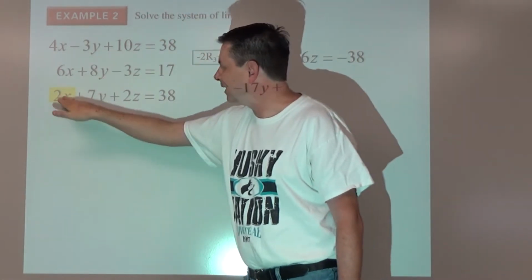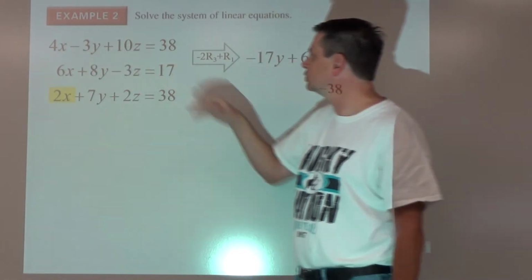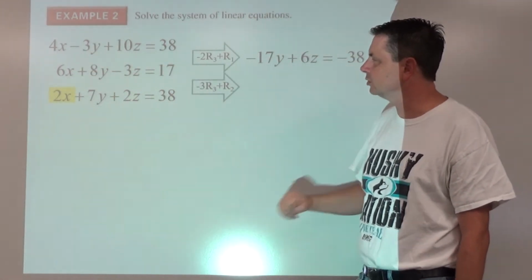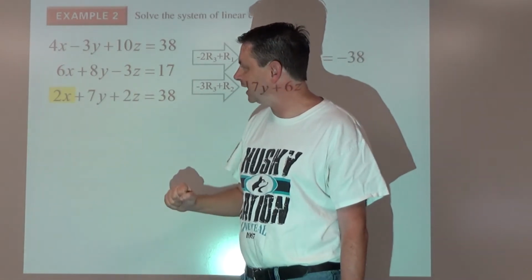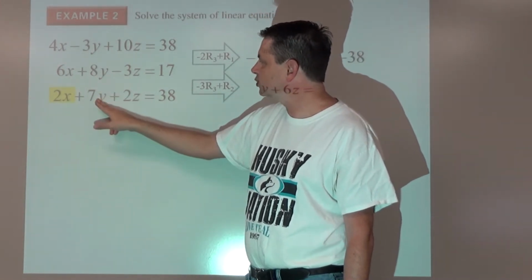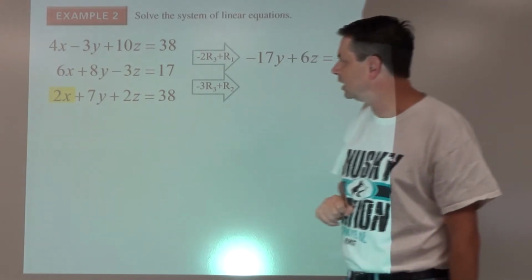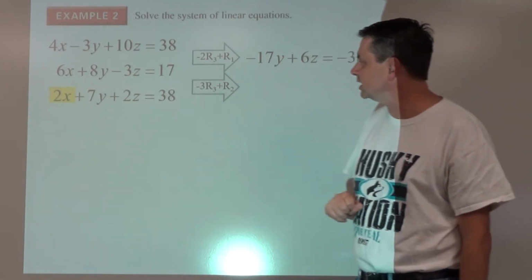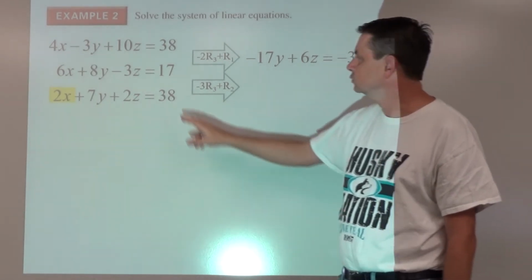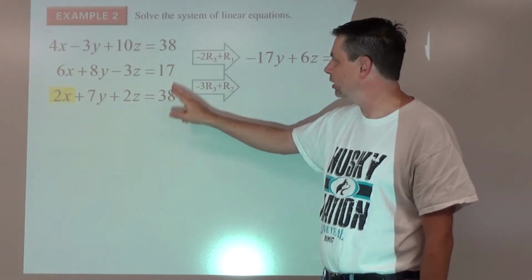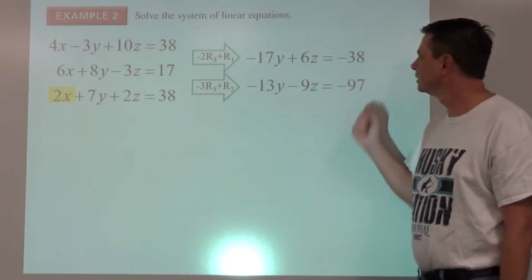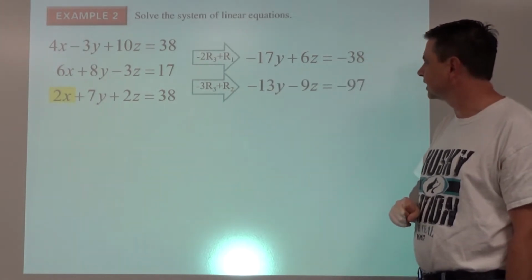And then multiply by negative 3 and add to row 2. So multiply row 3 by negative 3, add it to row 2. Multiply by negative 3 and add, cancel. So negative 21y plus 8y, negative 6z minus 3z. Calculator on that one, multiply by negative 3, add it to the 17, and we get negative 97 there.